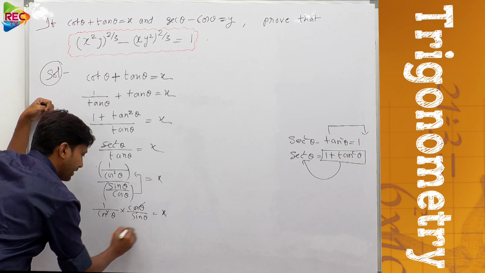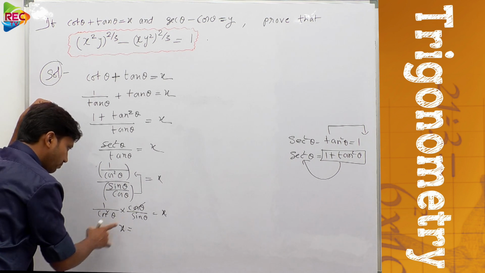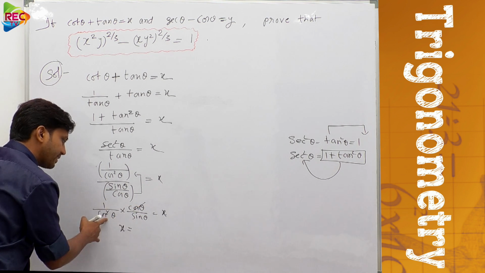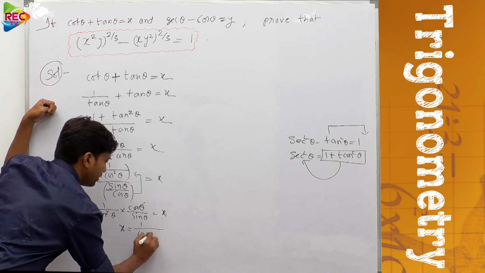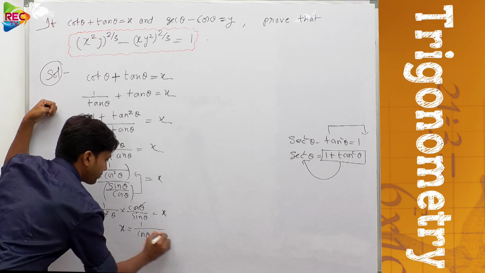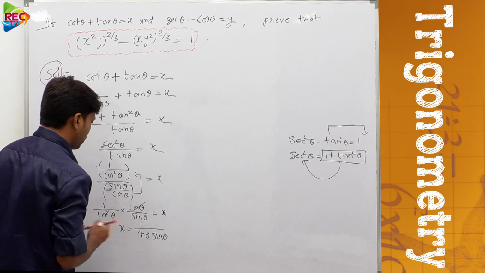X. So I am writing this x on this side. X is equal to, what did we obtain? Tell me. X equal to, here cos theta and sin theta are left in the denominator part. So here cos theta sin theta. So this is the value of x in terms of sin and cos.